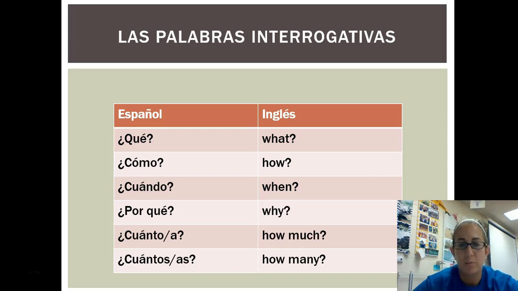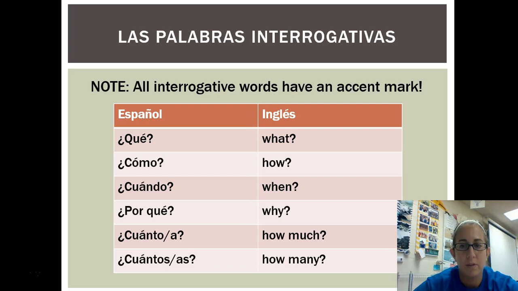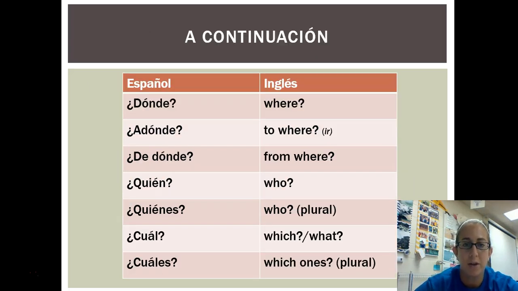Alright, let's move on. There we go. Accent marks. Okay. So, dónde means where. A dónde means to where. Notice that's one word, and we're going to use the word or verb ir when we're asking a dónde. Versus de dónde means from where.